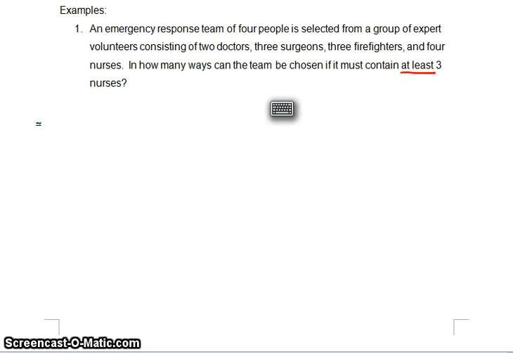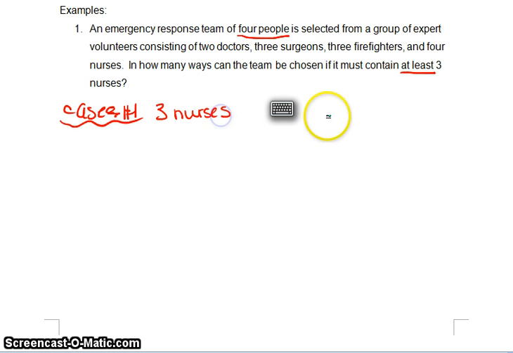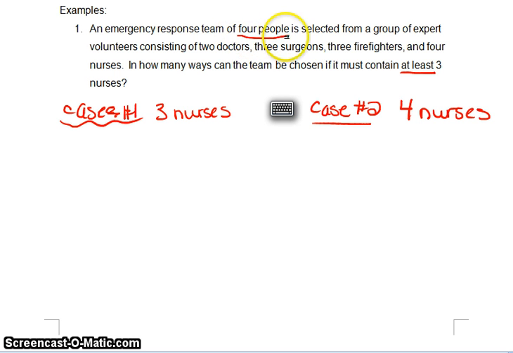And if you can't see that just yet, we're going to have 2 different types of cases. Just as a reminder, the team is of 4 people. So our first one is when we actually do have 3 nurses. That would be case number 1. And our second case is when we have 4. At least 3, so then we go up 1, and we'll have 4 nurses. We wouldn't go any higher than that because our groups are only of 4 people.